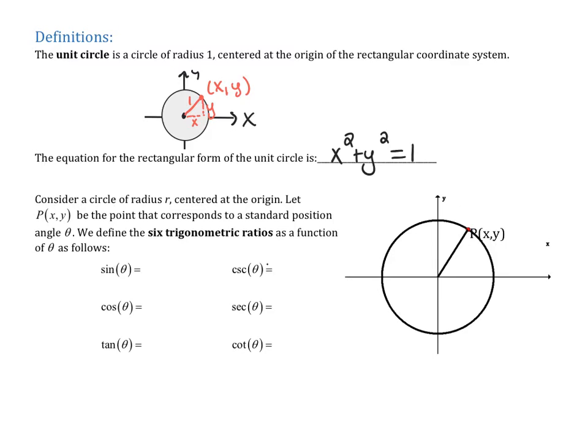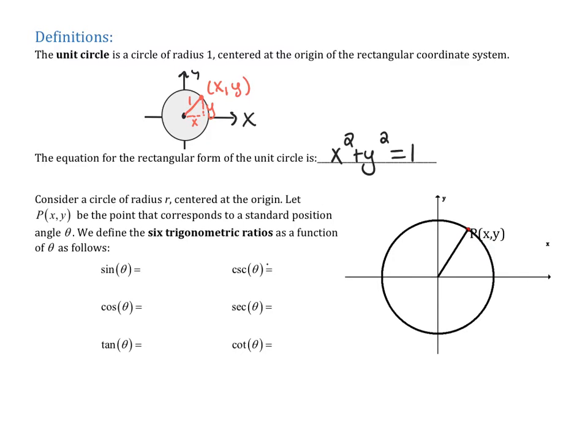Now we're going to move to a more general circle. So we're going to consider a circle of radius r that's centered at the origin, and we'll let the point P, which has coordinates x, y, be a point that corresponds to a standard position angle theta. And then we're going to define the 6 trigonometric ratios as a function of that angle theta. So you can see over here we have the point P, x, y.